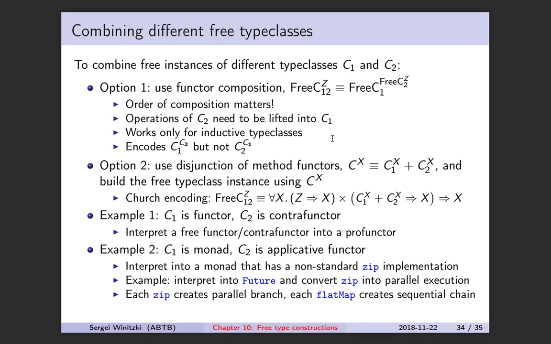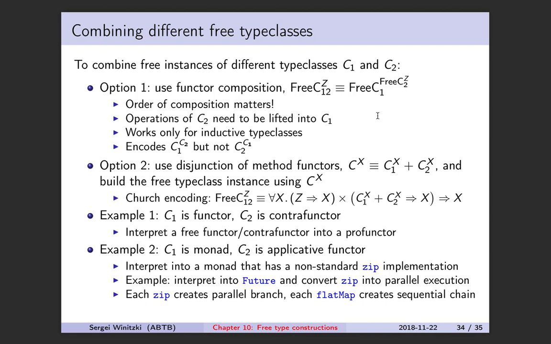Another important thing that we can do is combining different free type classes. So suppose you have 2 different type classes, C1 and C2, and you want to combine them. There are several ways of doing that, and one is to use functor composition. So for example, I can do free C1 of a free C2 of Z. I could do that.